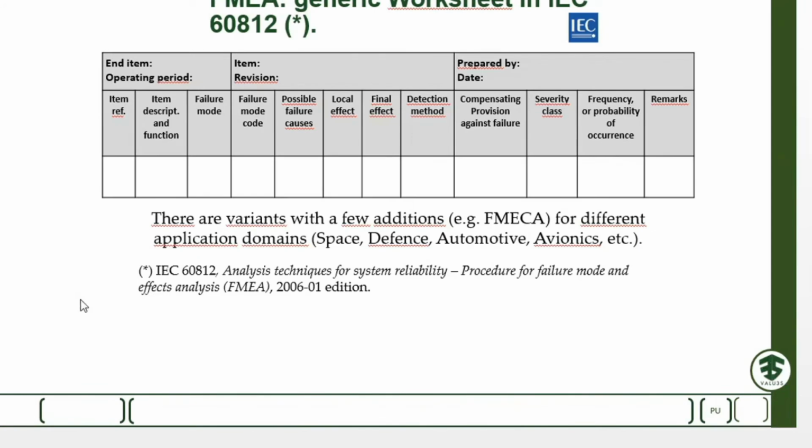So here I have a generic worksheet for FMEA as derived from the IEC standard 60812. This is a generic template, but there are many variants with a few additions for different applications. But this is a technique that is applied in many domains.